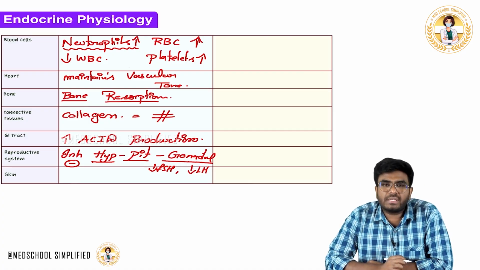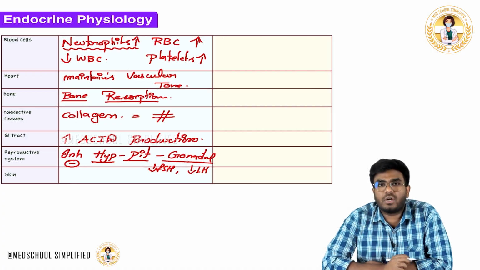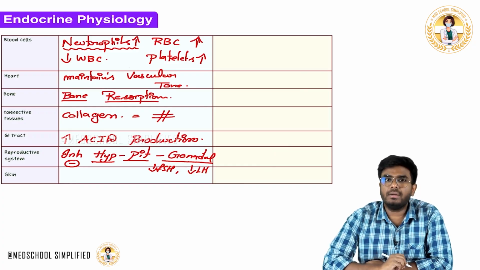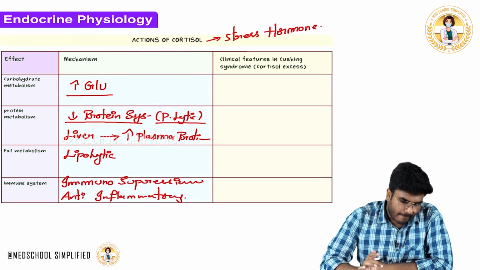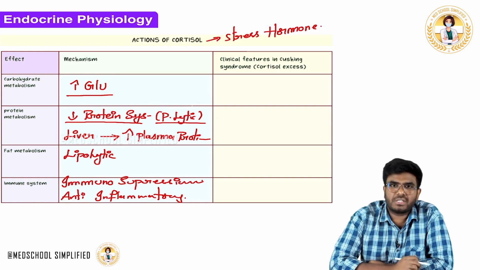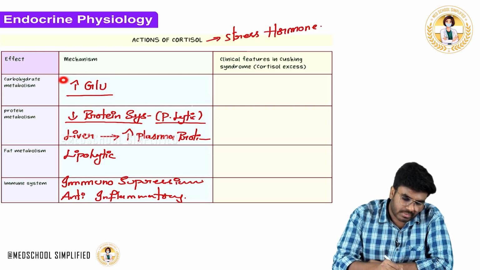But one point I want you to know is that cortisol will cause hyperpigmentation. How it causes hyperpigmentation, we will discuss in a minute. I am not writing anything here. First of all, see what cortisol is doing. Cortisol increases the blood glucose levels normally in stress. So during stress, cortisol is released, and it increases the blood glucose levels.